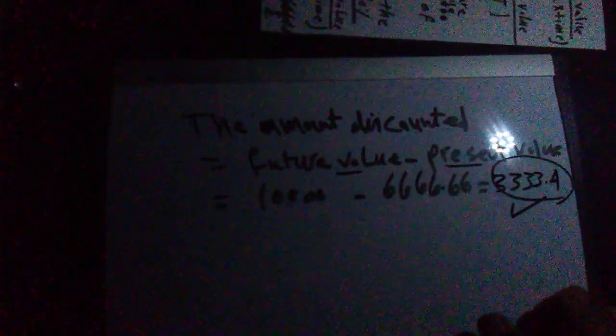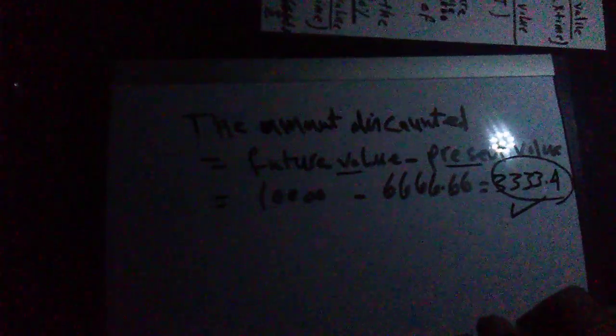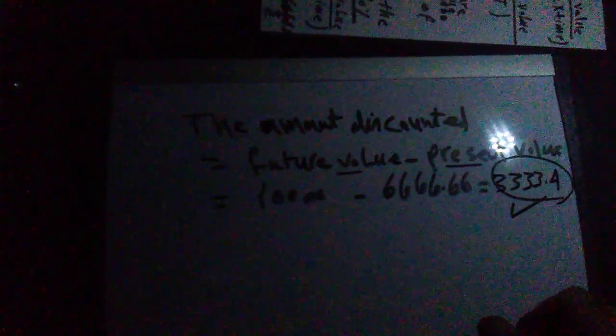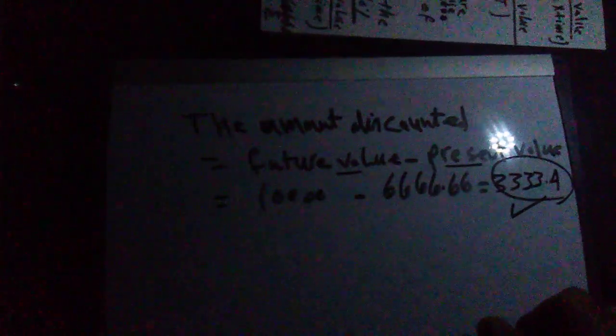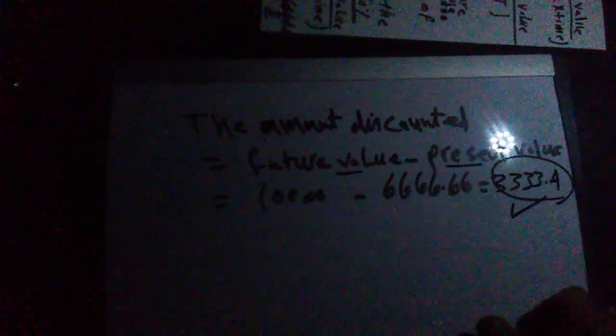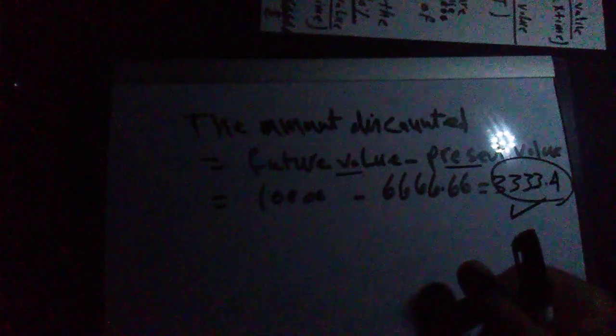Why do we use the words present value and future value? Because we sometimes measure indicators such as inflation or the interest rate. We use them basically for counting the present and the future value. Thank you.